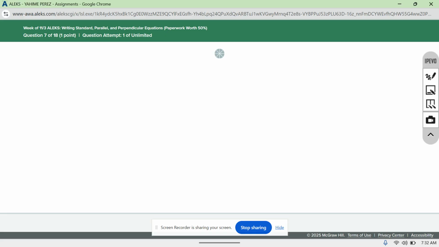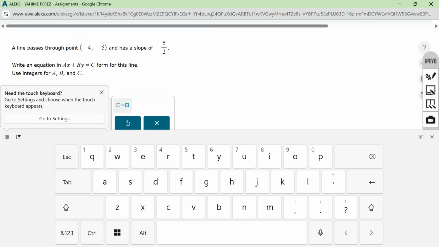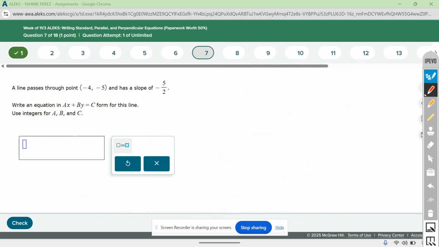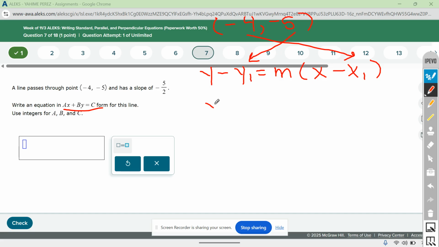Moving on to 7. Same thing here. Starting off, so they want it in standard form, but we're going to start from point slope form. So our point -4, -5, the -4 goes next to the x, and then -5 goes next to the y, but they get opposite signs. And the slope -5/2 goes outside the parentheses.